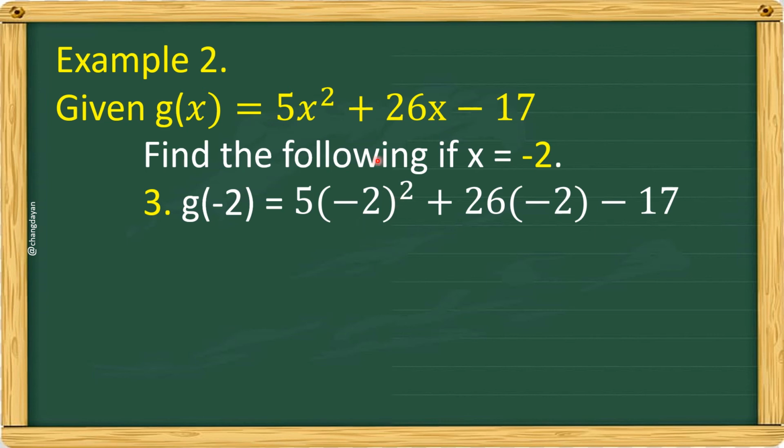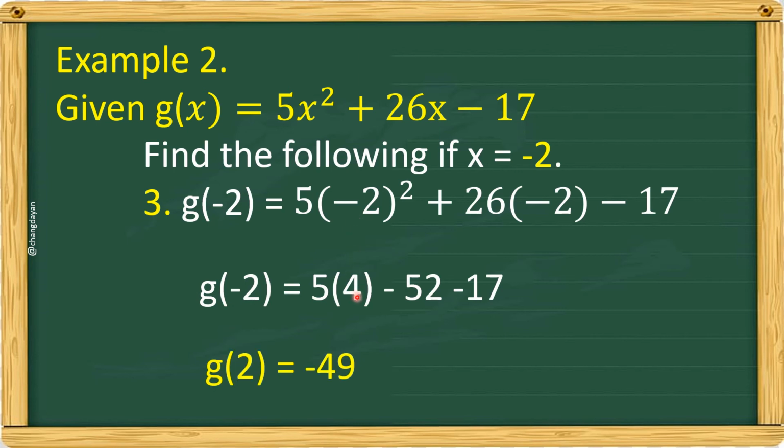Okay, let us simplify this one. So it becomes negative 2 times negative 2 is positive 4. And you'll have, again, class, it means negative 2 times negative 2, not negative 2 times 2. So, negative times negative is positive. And you'll have here 5 times 4. 26 times negative 2, the answer is negative 52 minus 17.